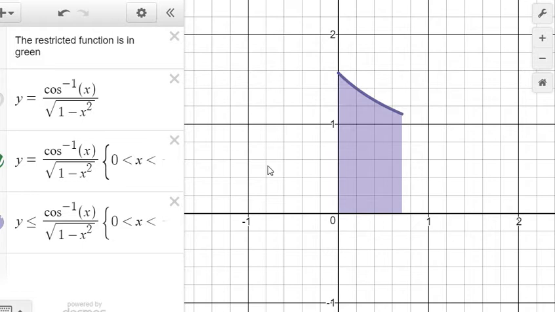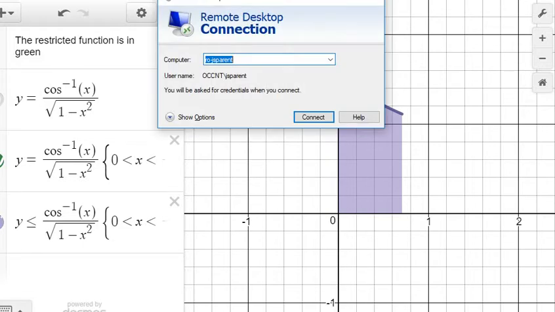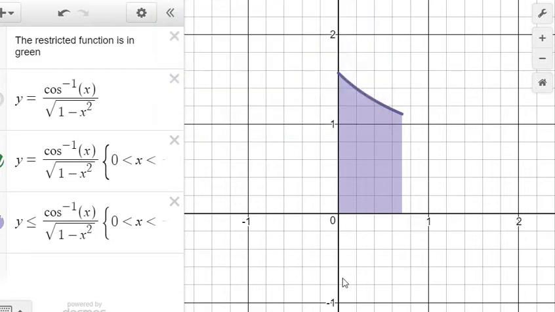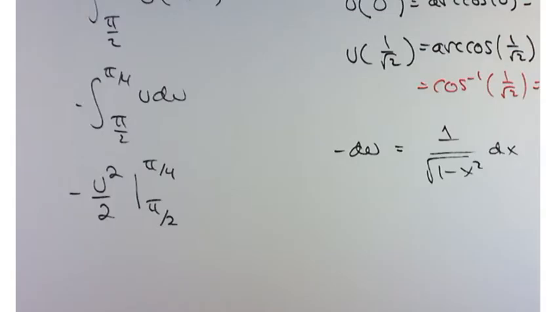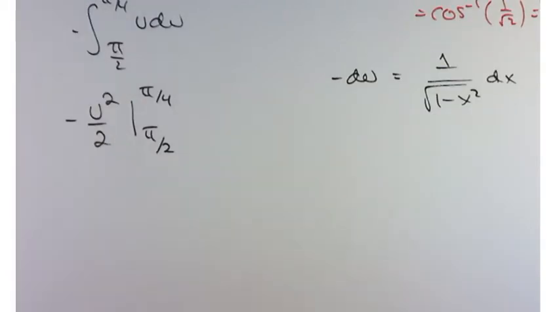And all I'm asking you to do is, when you're working on these things, think critically about your answers. If you're getting a negative answer and you expect a positive answer, there's something wrong.